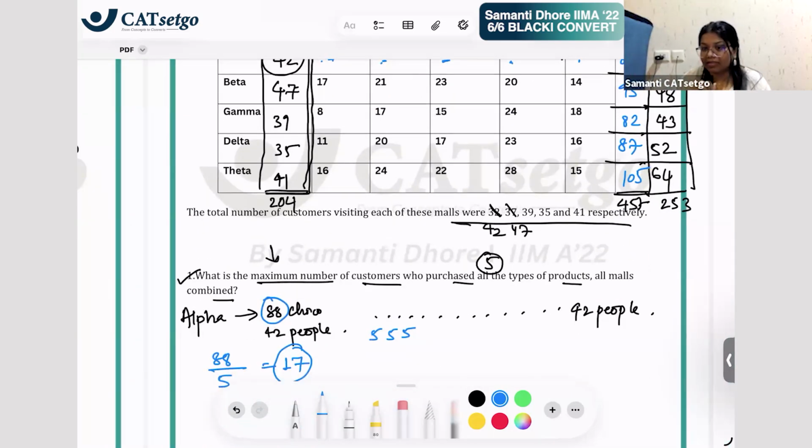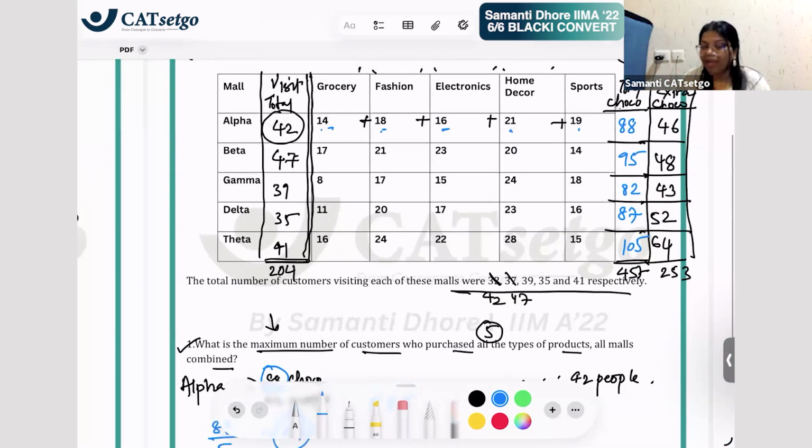Mathematically, yes. But practically, is it possible? No. Why? Because we have only 14 grocery chocolates, only 16 electronic chocolates we have, right? 14 actually is the barrier here. If there are only 14 grocery green-colored chocolates, the maximum I can give is to 14 people only.